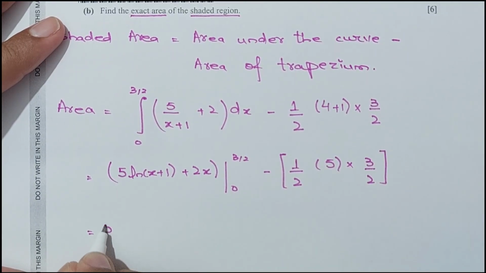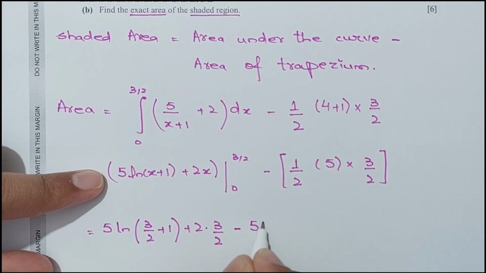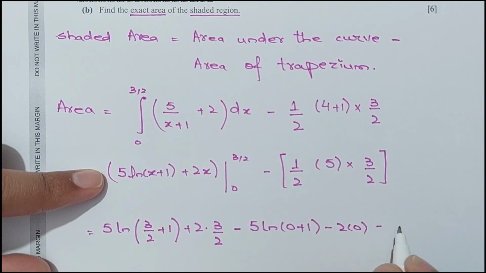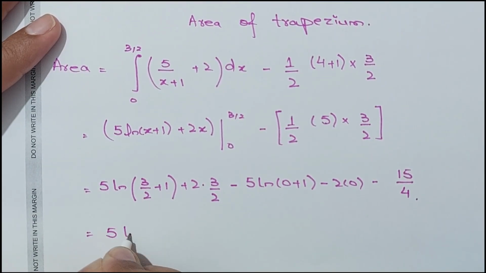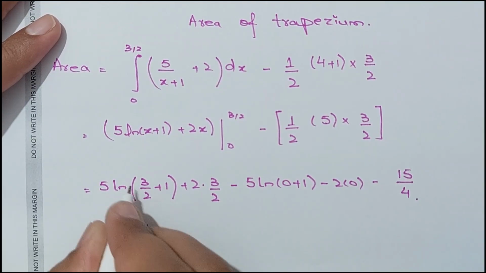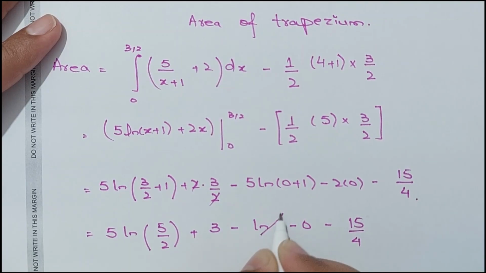Apply the upper and the lower limit. We have 5 ln of 3 by 2 plus 1, plus 2 into 3 by 2. The lower limit is subtracted: put 0, 5 ln of 0 plus 1, plus 2 into 0. Here we have a minus: 5 times 3 is 15 and 2 times 2 is 4. Further simplification, we have 5 ln of 2 times 1 is 2 and 2 plus 3 is 5 by 2. Plus 2 is cancelled with 2. We have 3 minus ln of 1 minus 0 minus 15 over 4. Ln of 1 is also equal to 0.